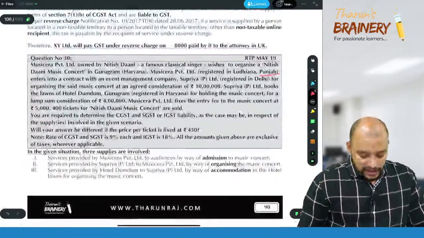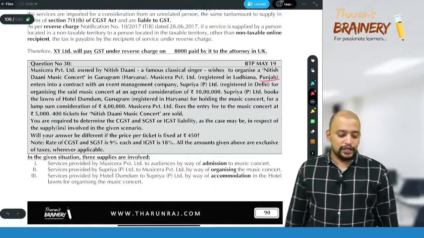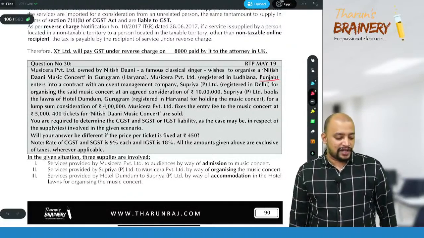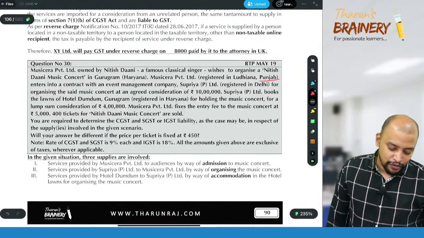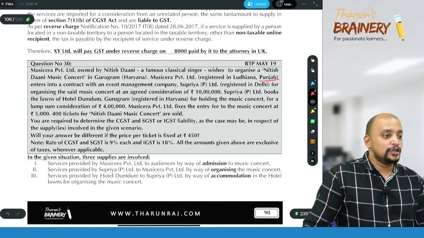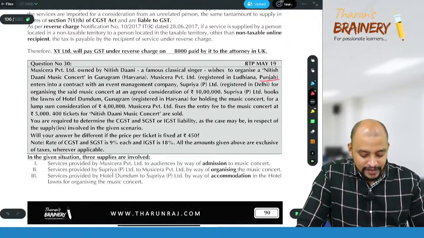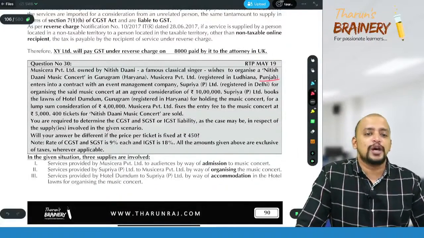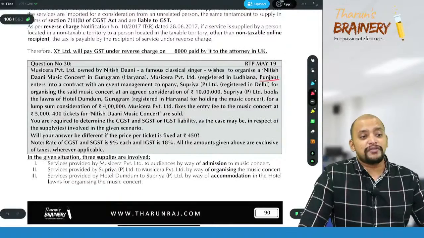Then next one, you read, continue from there. Supplier Private Limited books the launch of Hotel Dum Dum Gurugram registered in Haryana for holding the music concert for a lump sum consideration of 4 lakhs. Now in this case, for 4 lakhs, who is the supplier? Hotel Dum Dum is the supplier. Who is the recipient? Supplier Private Limited. What is the service? Service in relation to immobile property. Section 12 or 13? 12. So location of immobile property.